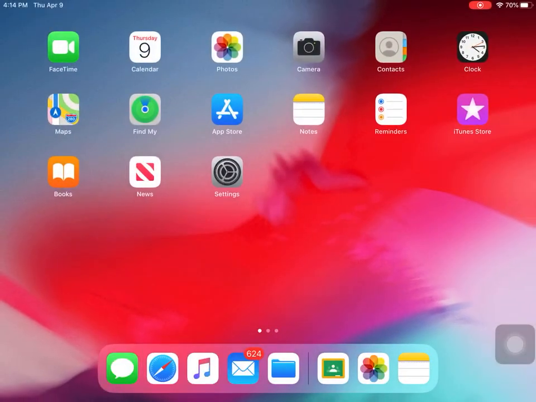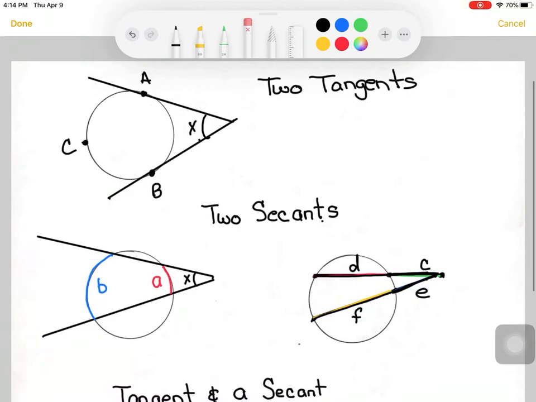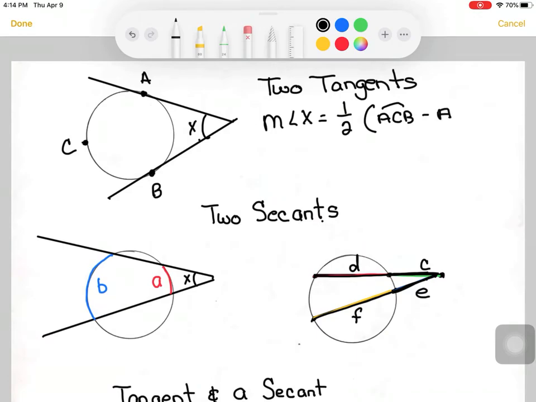All right, so I'm going to show you some other relationships that are made. You don't have to worry about writing this down because I have a hard copy already written down for you so that you can pull that up and look at it while you're doing your homework. So the measurement of angle X, like we said, equals 1/2 of the major arc, which is ACB, minus the minor arc, which is AB.